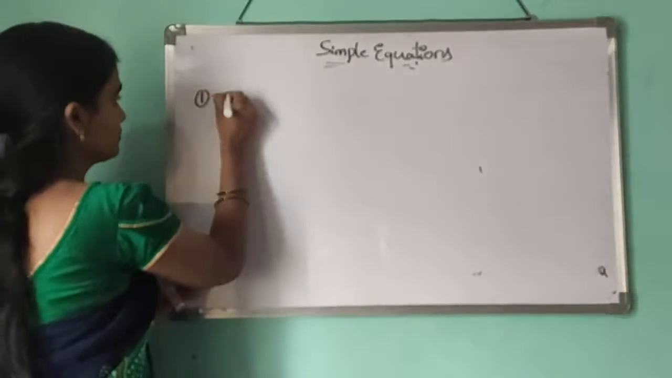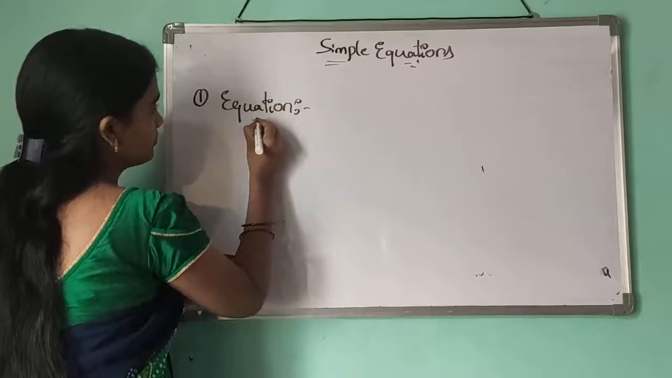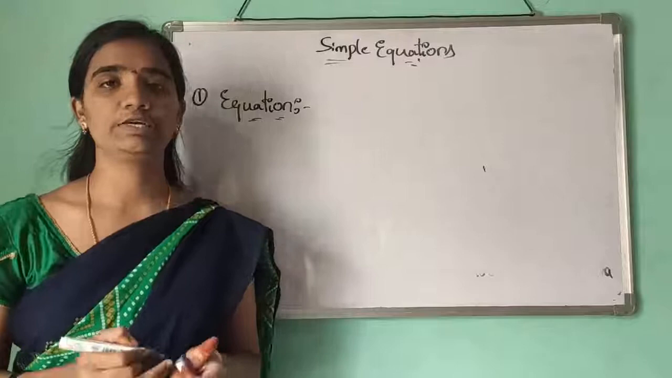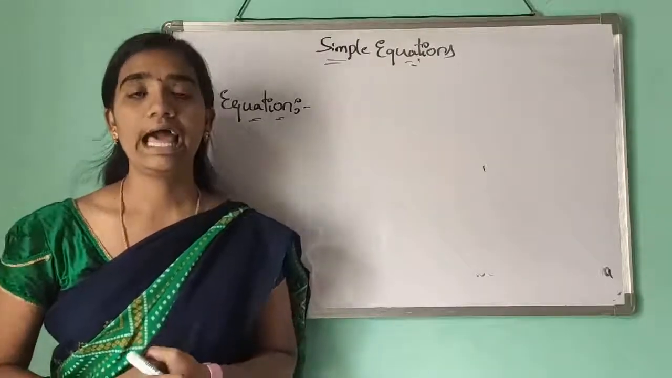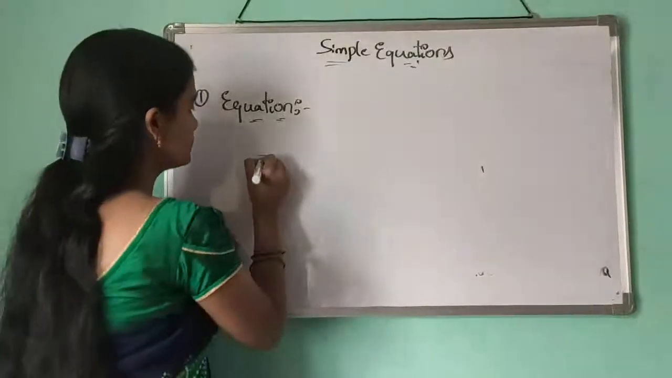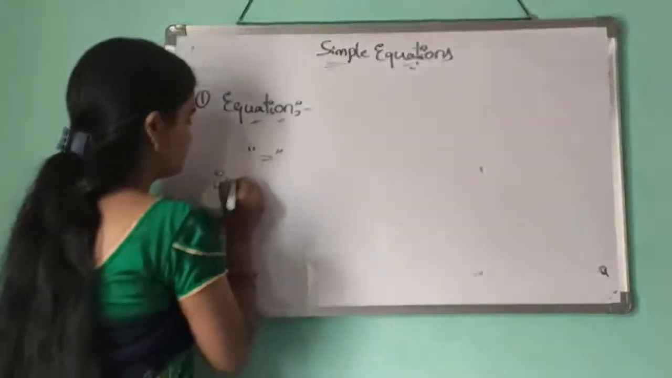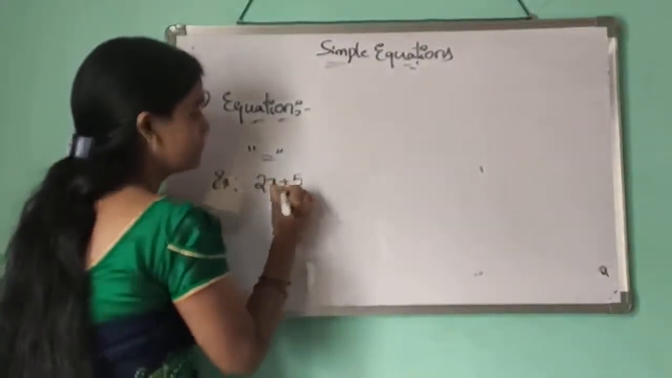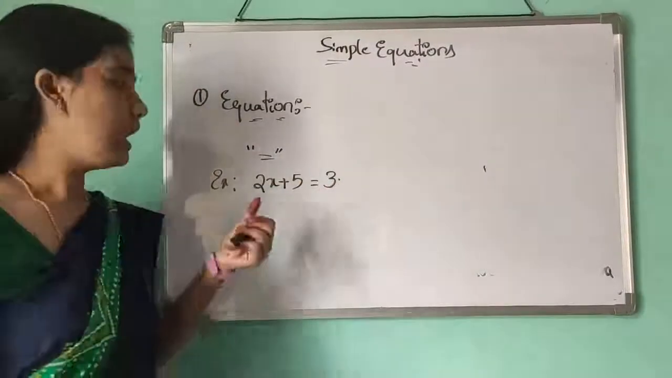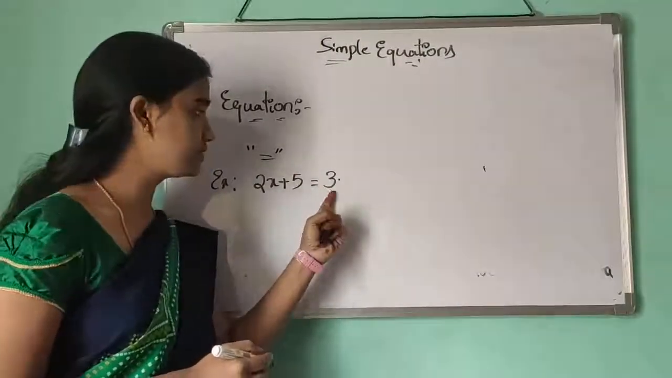What is an equation? An equation is two expressions joined, and it contains an equal to sign. For example, 2x plus 5 equal to 3. Here the LHS is 2x plus 5 and the RHS is 3.